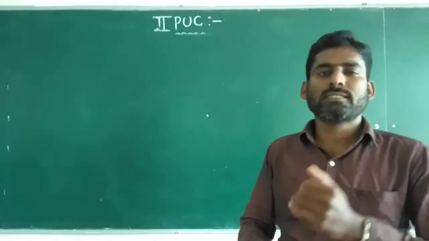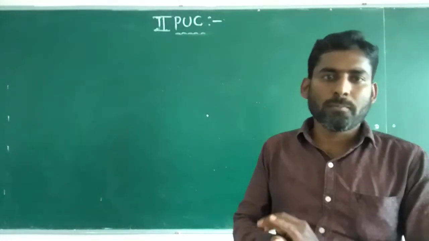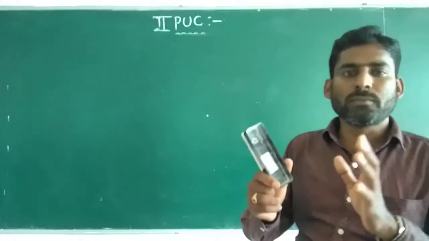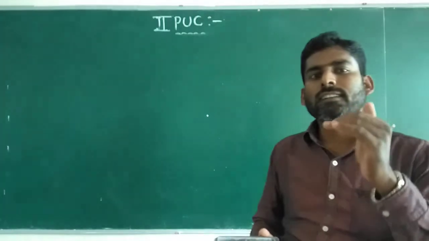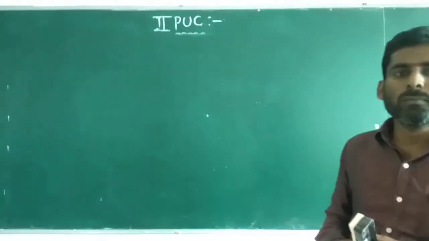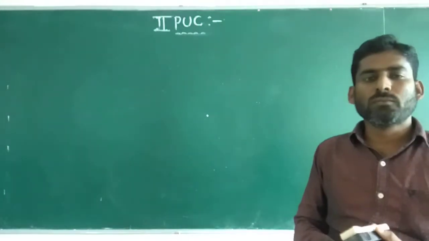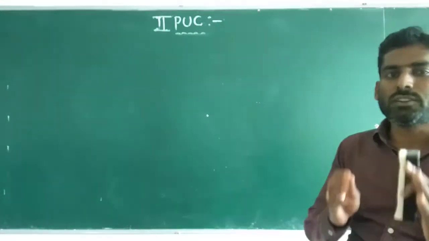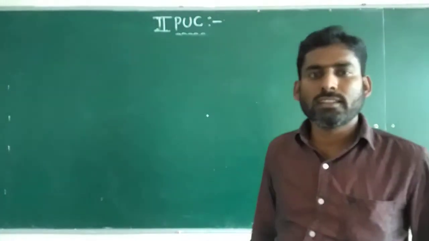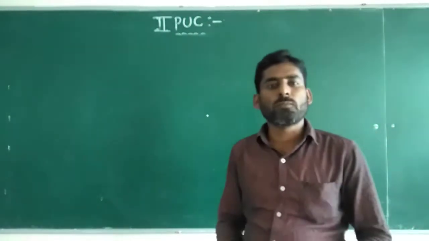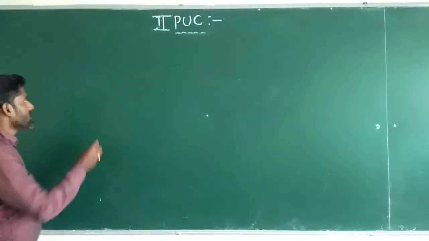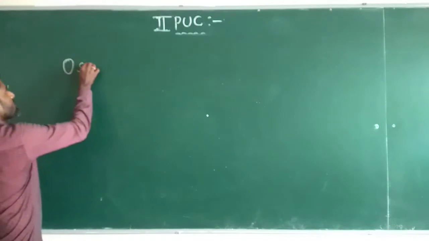In the last class we discussed some colligative properties like elevation in boiling point, depression in freezing point and relative lowering of vapor pressure. We also discussed some numerical problems to find the molecular mass of the solute. In this class let us discuss another important colligative property, that is osmotic pressure. Before discussing osmotic pressure, let us discuss osmosis.